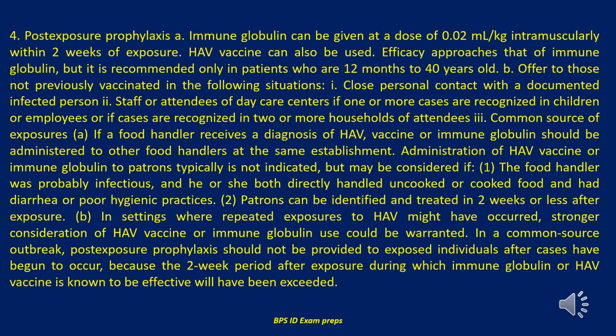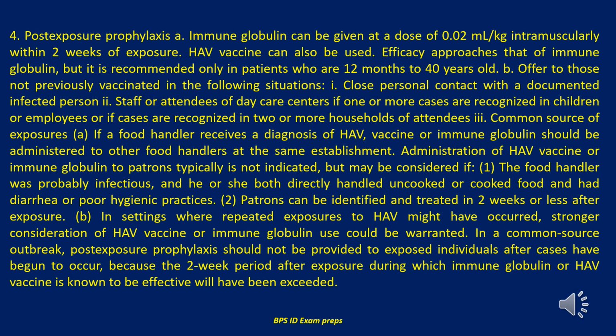3. Let's now consider the common sources of exposures. A. If a food handler receives a diagnosis of HAV, vaccine or immune globulin should be administered to other food handlers at the same establishment. Administration of HAV vaccine or immune globulin to patrons typically is not indicated, but may be considered if 1. The food handler was probably infectious, and he or she both directly handled uncooked or cooked food and had diarrhea or poor hygienic practices. 2. Patrons can be identified and treated in 2 weeks or less after exposure.